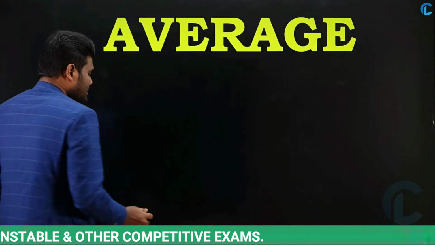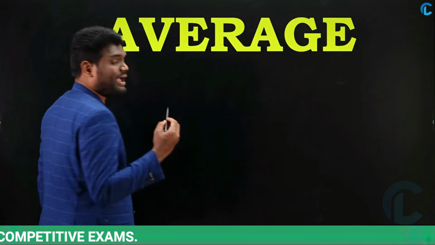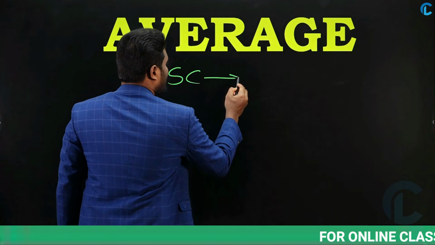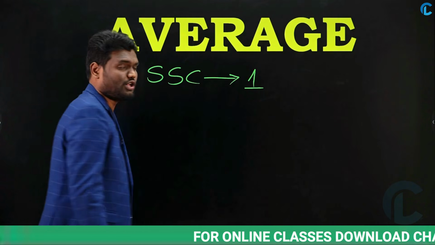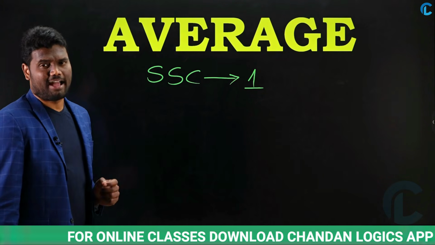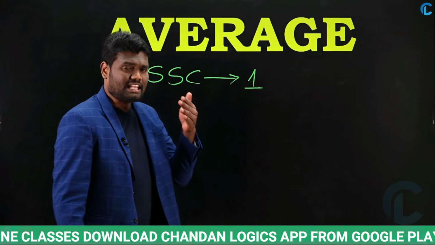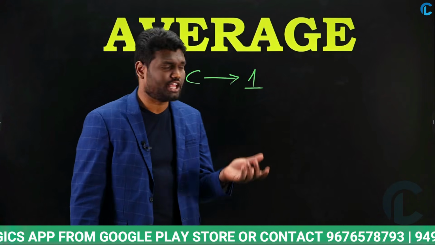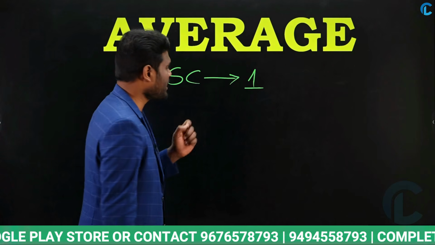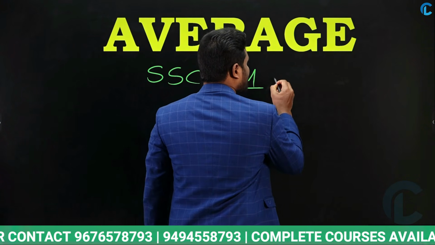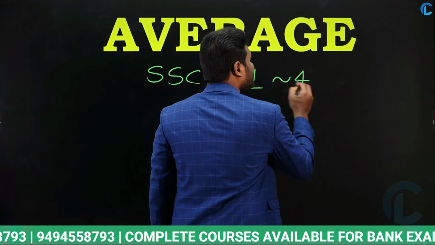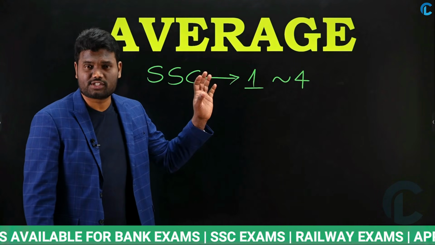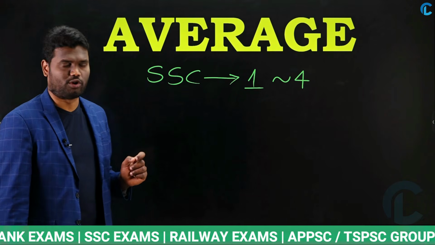As I have mentioned, the minimum weightage for topic average in various competitive examinations. If you are going to write SSC preliminary examinations, you are going to get 1 question from topic average. Whether you write SSC CGL or CHSL or CPO, whatever the format of SSC examination, you get a minimum of 1 question. Okay, and if you are going to write mains examinations, then you may get questions close to 4. So minimum weightage is 1 question and maximum weightage is 4 questions from the SSC examinations point of view.